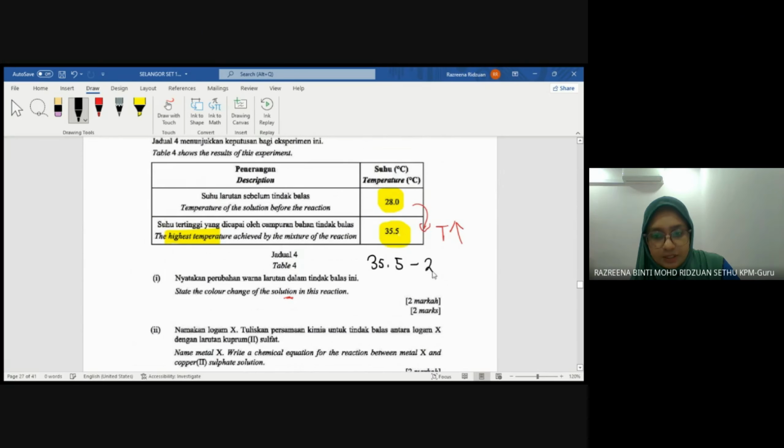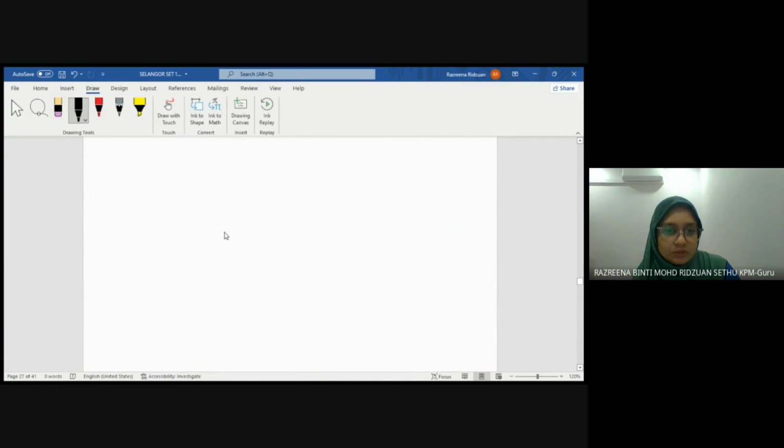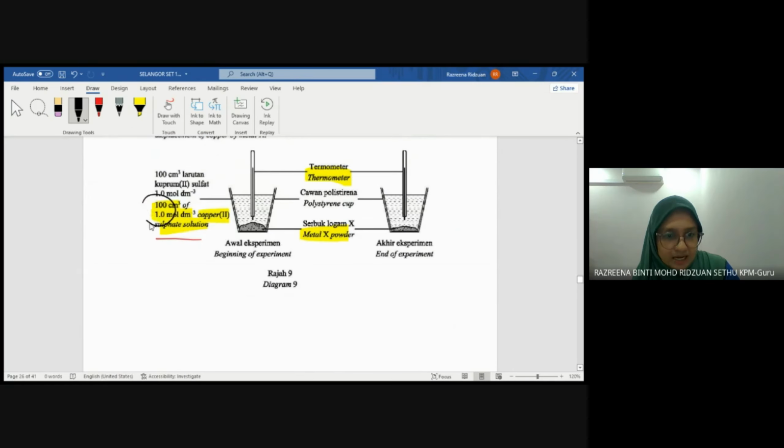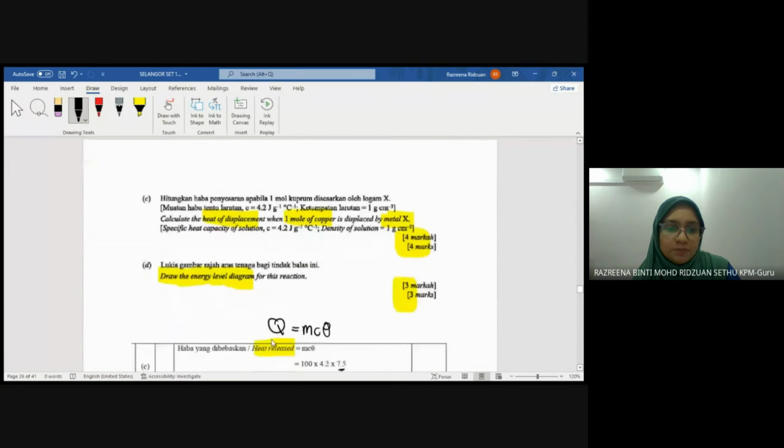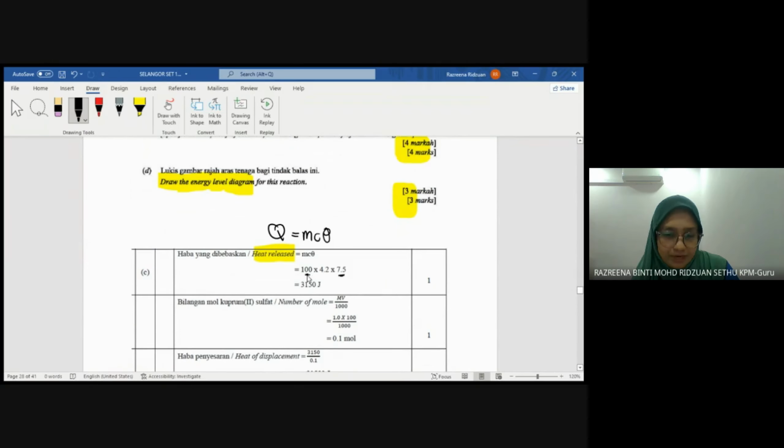35.5 minus 28.5. Okay, so that is the theta. Now your volume here is equal to the mass. So the mass here is 100 cm cube of the solution. So 100 cm cube becomes 100 gram. When you get this, you get 3150 joule. Okay, now hold that first.